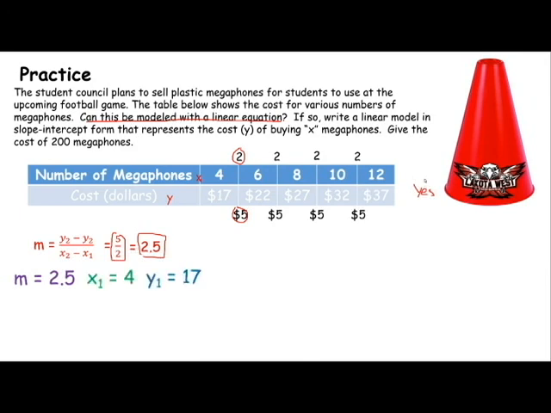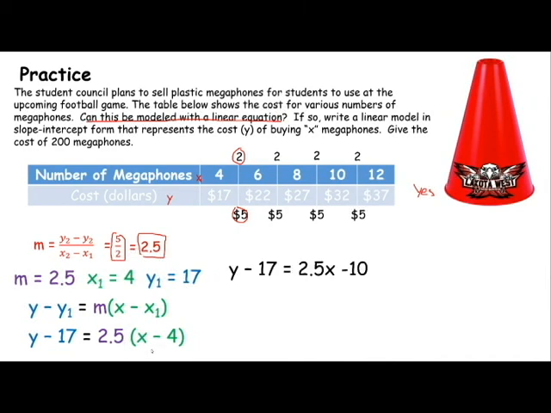I think I chose the 4 and the 17. In general, I like to pick positive numbers. I like to pick small numbers. If I can include a 1 or a 0, I certainly am going to do that. You've already done the hardest part of the problem, because now you're just going to take your pattern, plug in the values that you said would work, and then we're going to use our distributive property to distribute that 2.5. Notice you get y minus 17 equals 2.5x minus 10, and then you're just going to use the property of equality to put it into slope-intercept form.